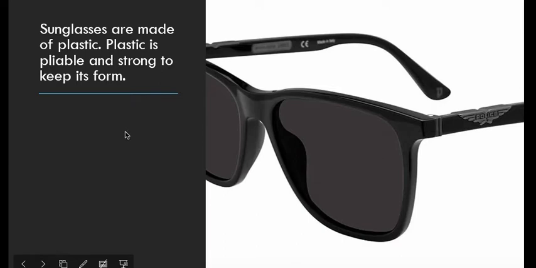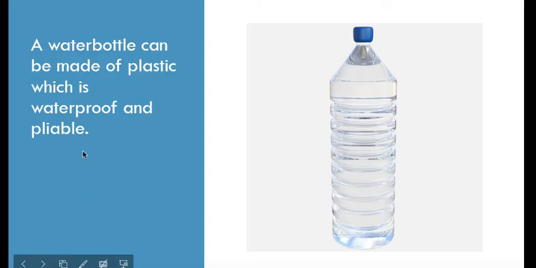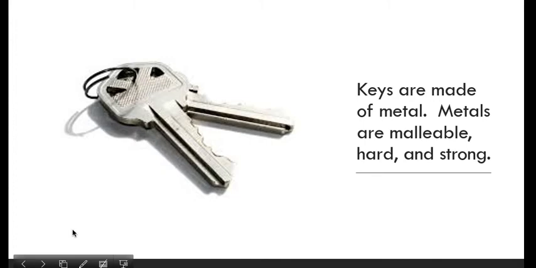Sunglasses are made from plastic. Plastic is pliable and strong to keep its form. A water bottle can be made of plastic, which is waterproof and pliable. Keys are made of metal. Metals are malleable, which means can be molded into different shapes, hard and strong.